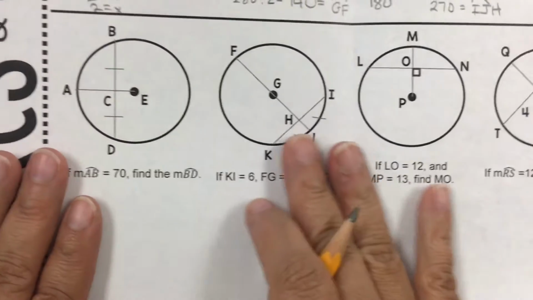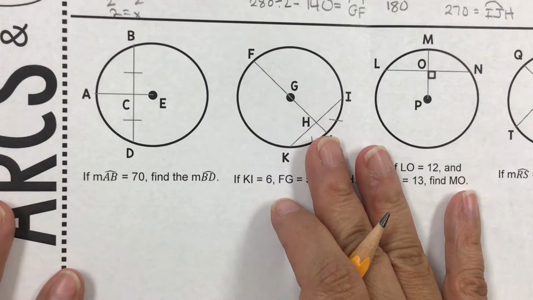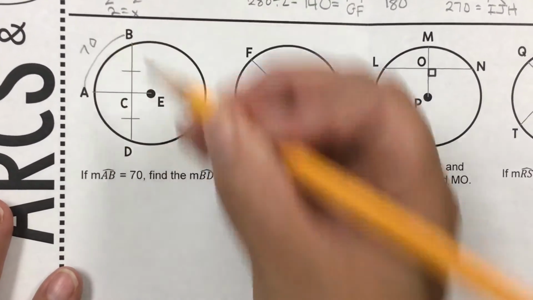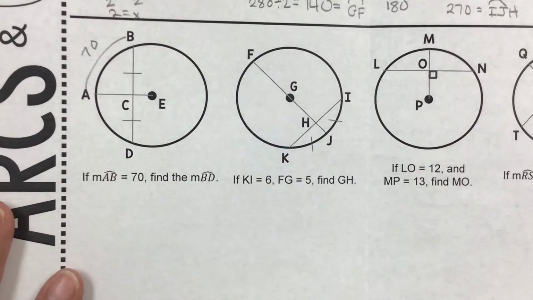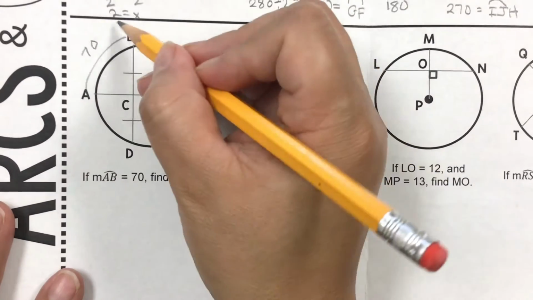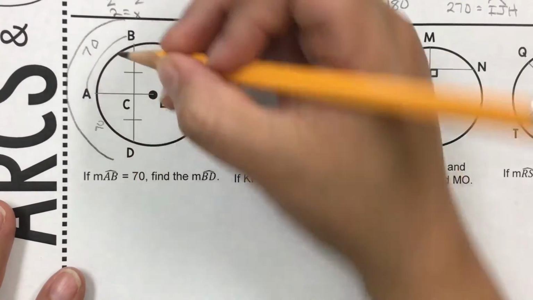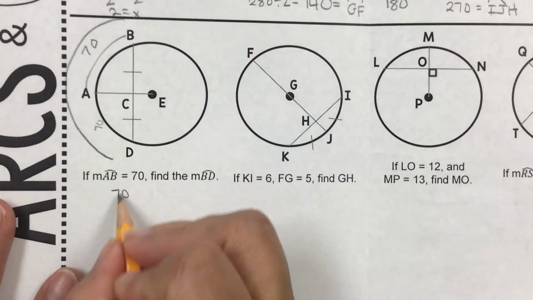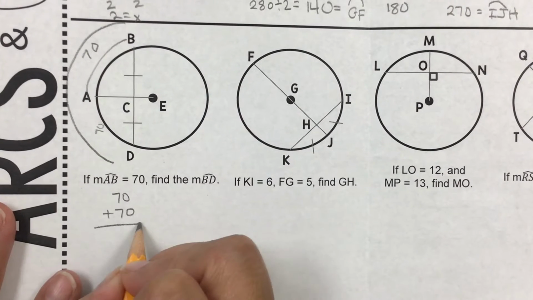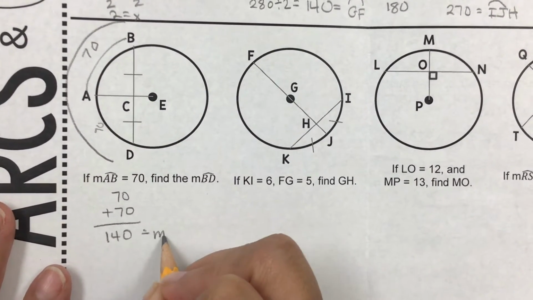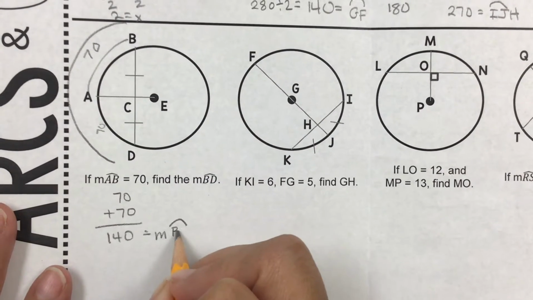All right, so let's take a look. On the first one, it says that AB is 70. And it wants to find BD. That's this whole thing right here. But I know that this is also 70. So 70 plus 70 is equal to 140. And that is equal to the measurement of the arc BD.